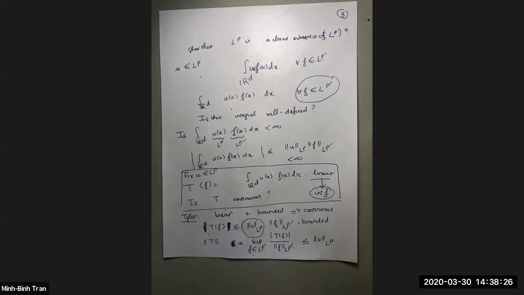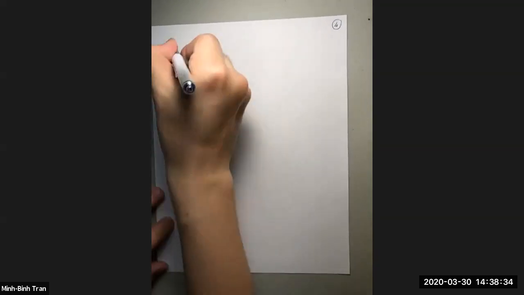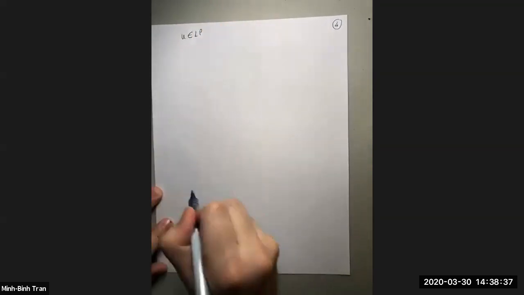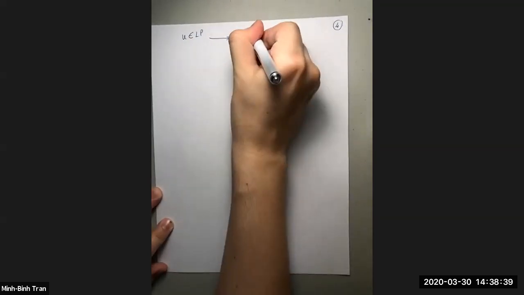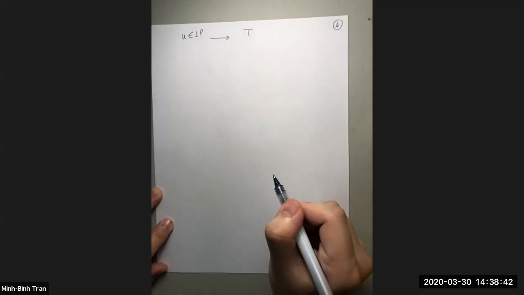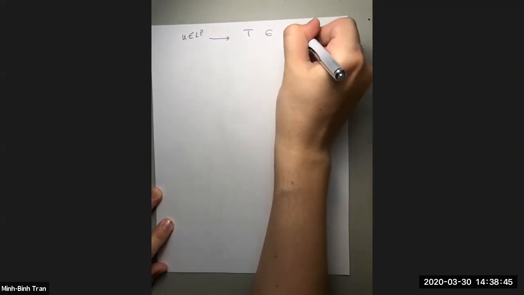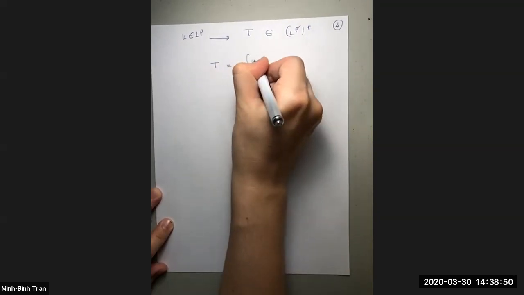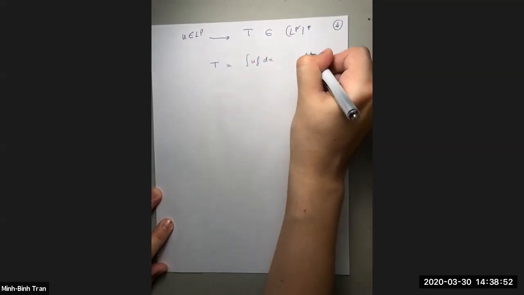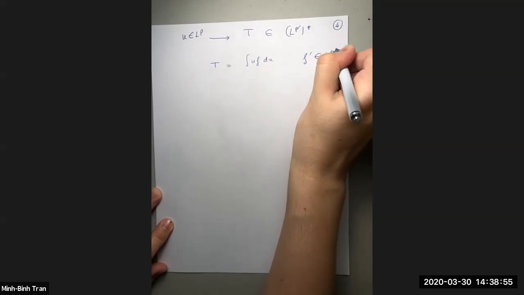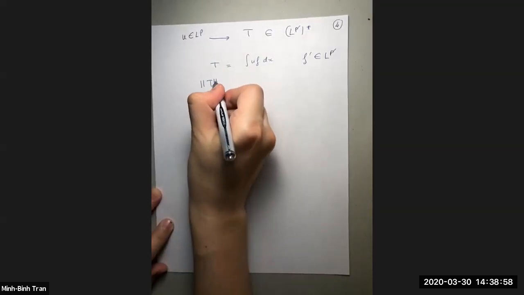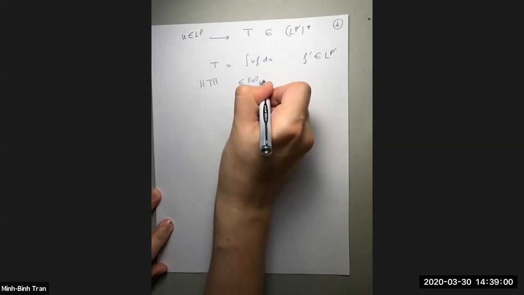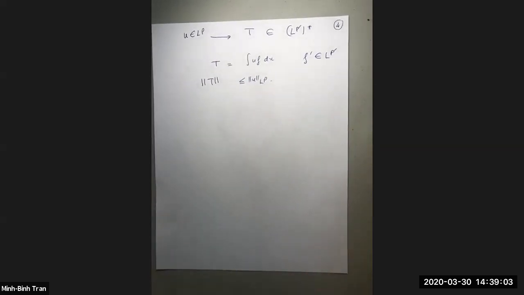So to summarize, what did I do? For u in L^p, I associate this u with a map T in (L^p')*, which is T(f) equal to the integral of uf dx for f in L^p'. And then the norm of T is smaller than ||u||_p. All right?